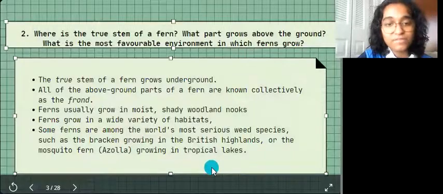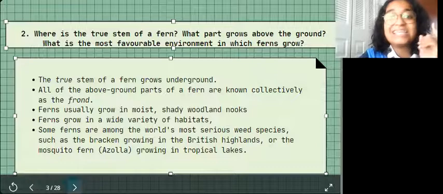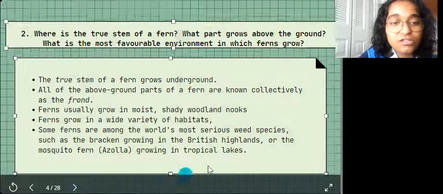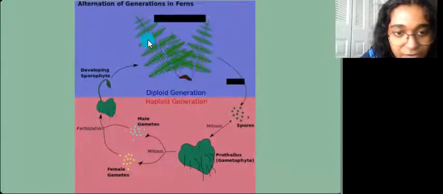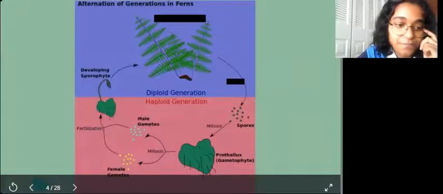All the above-ground parts of the fern are collectively known as the frond. This is the word frond. So in this fern, the frond, this black line over here, is the frond.